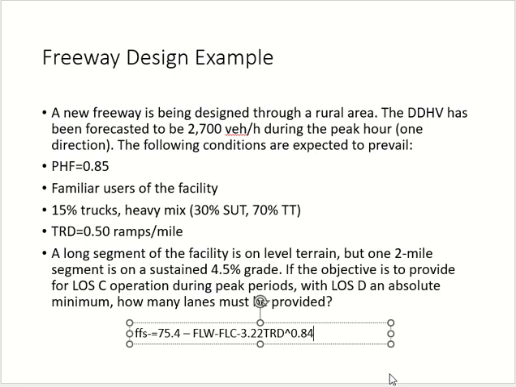Now if I have to assume a value, which value will I assume? The standard value, right? The standard value will make the factor 0. So these factors are 0. TRD is given. Give me the free flow speed.